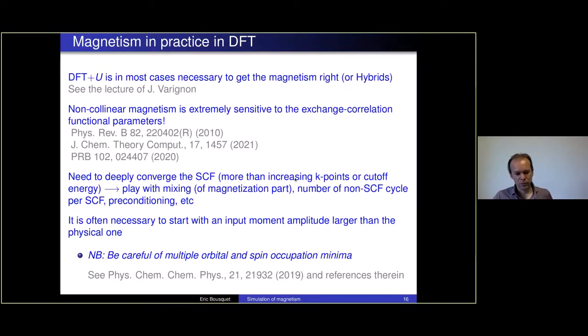Okay. And then here, for those who have the slides, you can have access to that. So that you have multiple orbital occupations and spin minima and so on. The energy landscape with magnetism starts to be quite complicated, but this will also be partly discussed by Julien Varignon.